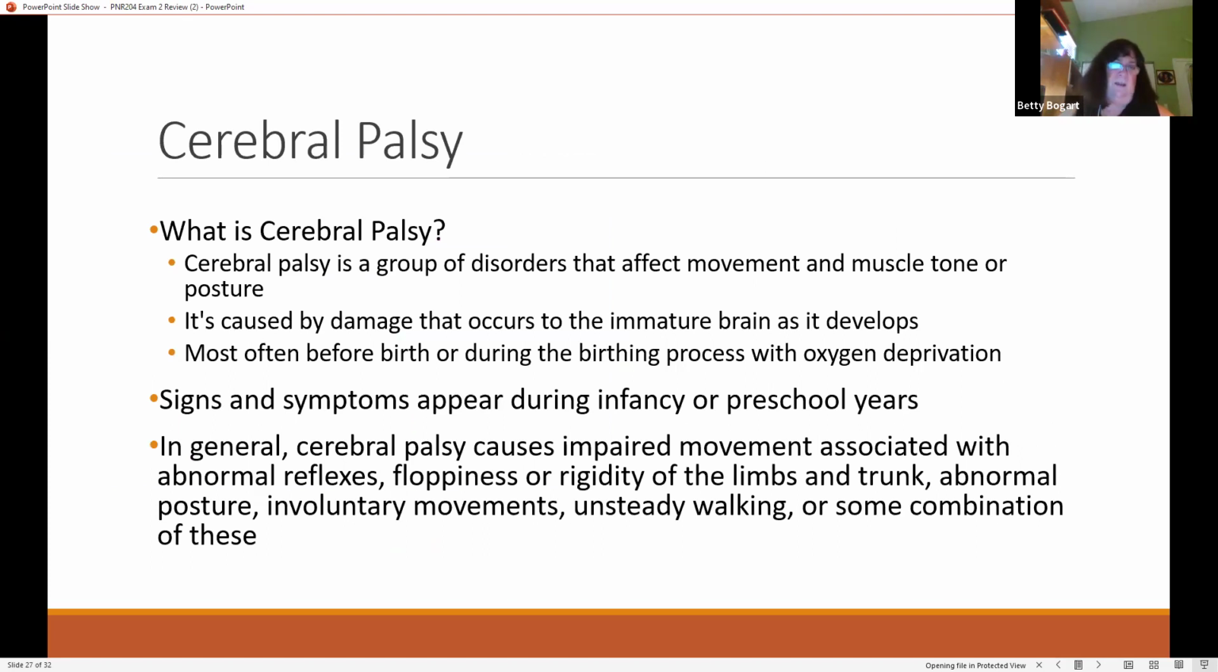Cerebral palsy. Cerebral palsy is usually caused during the birthing process, and it has a lot to do with oxygen deprivation. If you have a difficult birth, I'll give you an example where a baby was coming out, couldn't get out, they had to quick do a C-section, push.